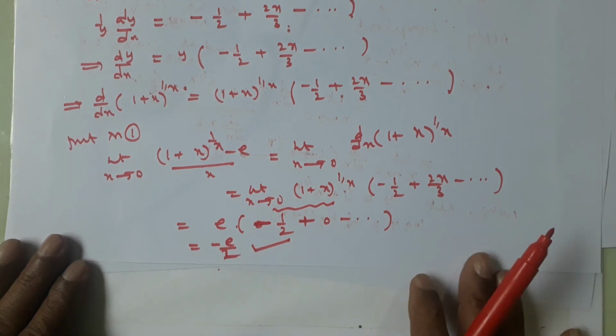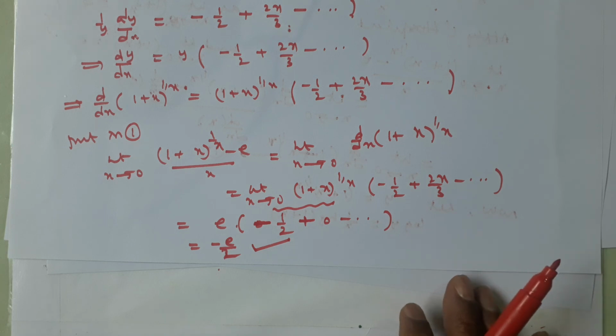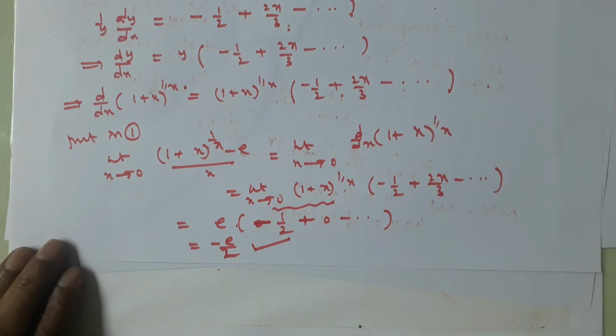So these are the problems for indeterminate forms 0 by 0. Thank you very much.